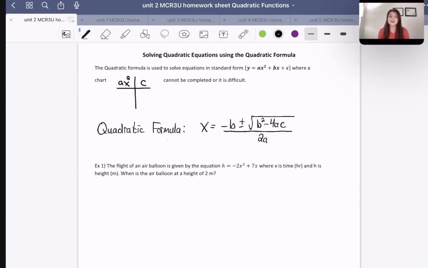Today, I'm going to be talking about solving quadratic equations using the quadratic formula. So, just to recap what we already know, the quadratic formula and factoring are two different ways to solve quadratic equations. Now, why do we need two different ways to solve quadratic equations? Well, because factoring doesn't always work.